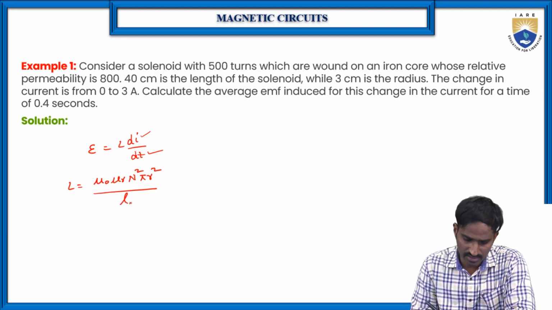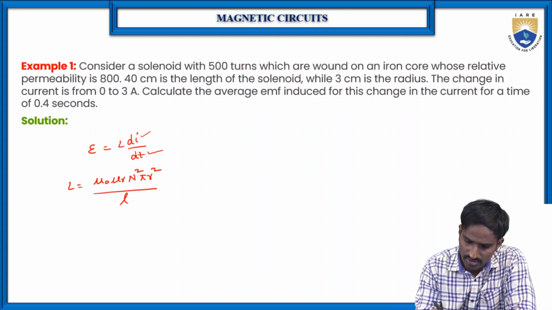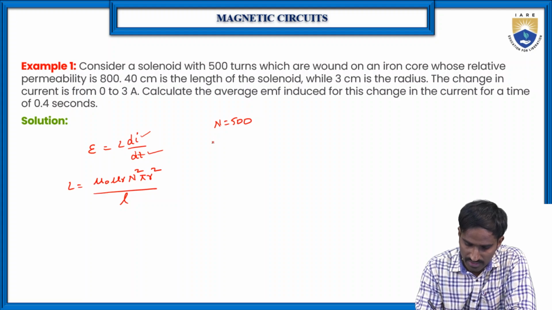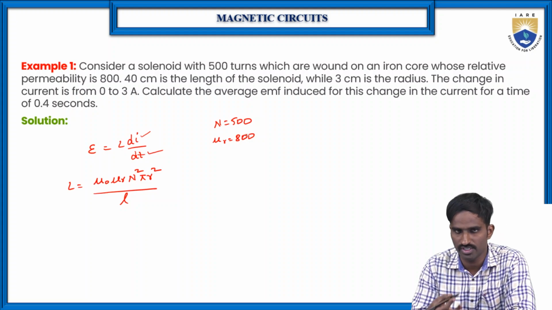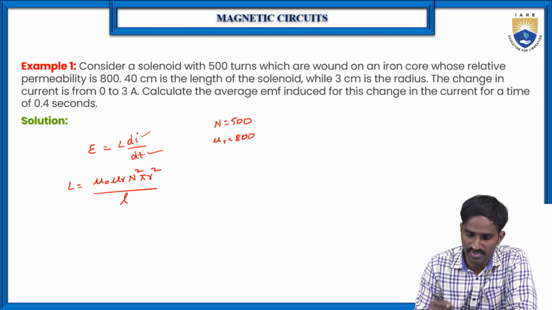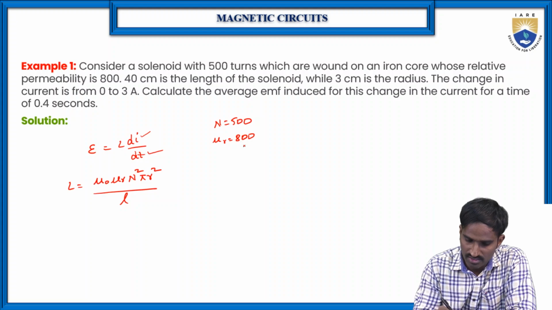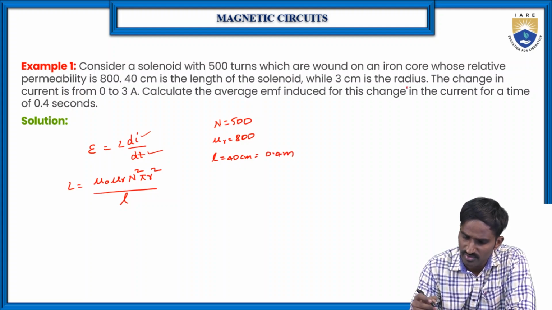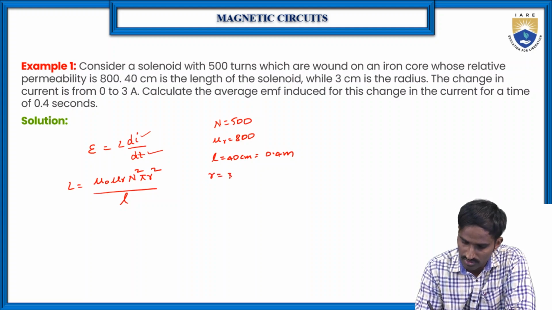Right. So first let me write the given data. Here, consider a solenoid with 500 turns, which means N is equal to 500, which are wound on an iron core whose relative permeability is mu R, equal to 800, because mu naught is constant, irrespective of the material that we are using. The length of the solenoid is 40 centimeters, so l is equal to 40 centimeters, which is nothing but 0.4 meters. Then 3 centimeters is the radius, so R is equal to 3 centimeters, which is 0.03 meters.